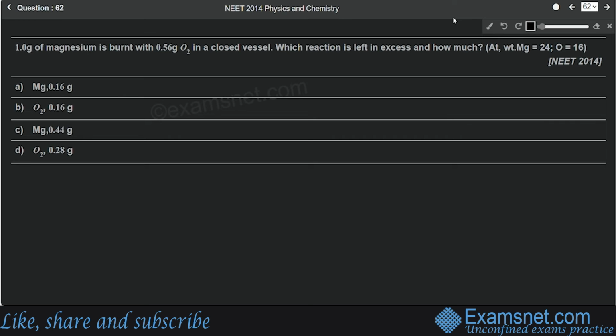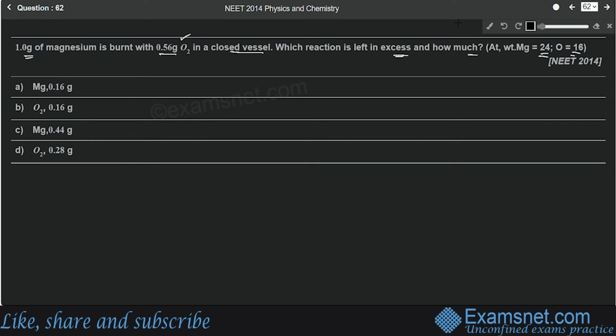Question number 62 is from the chapter Some Basic Concepts of Chemistry, and the question is: 1 gram of magnesium is burnt with 0.56 grams of oxygen in a closed vessel. Which reactant is left in excess and how much? The atomic weight of magnesium is given as 24 and that of oxygen is 16.